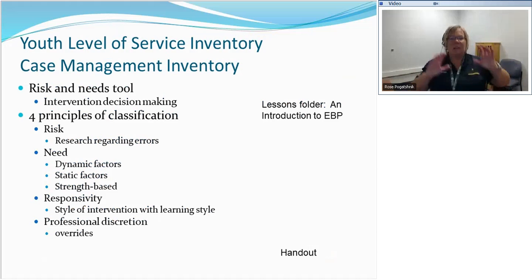All right, shifting gears now. One of my favorite things that we are doing in the juvenile justice system is what is known as a risk and needs assessment. It's known as the YLSI. CMI, Case Management Inventory, came later. The YLSI was built after the LSI, the Level of Service Inventory, which is a tool that we use for adults to assess their risks and needs. That tool was modified to become the YLSI to address youth specifically.